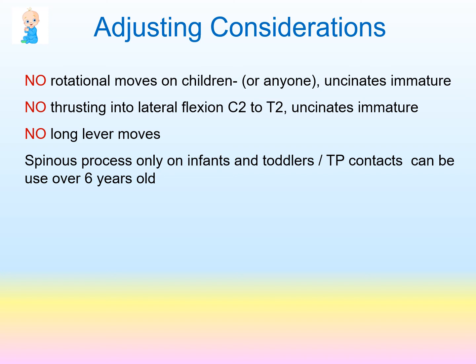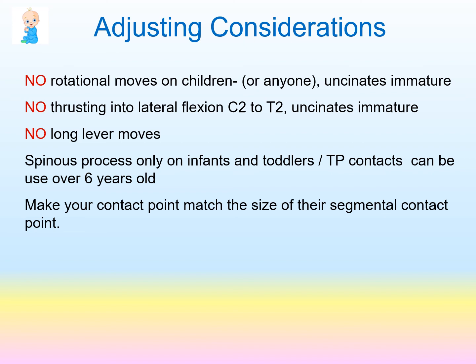We must use our spinous processes when adjusting our infants and toddlers. The TP contacts can be made starting over 6 years old, but before that, spinous only. Like I had mentioned all along in the slide presentation, you must make your contact point match the size of the segmental contact point on the patient. And as you know, in an infant, you may be down to just using pinkies for your contacts in the cervicals or in the thoracics. You may even use a pinky contact in the thoracics backed up by your fingers to push P to A and I to S, whatever it takes to match that contact point.